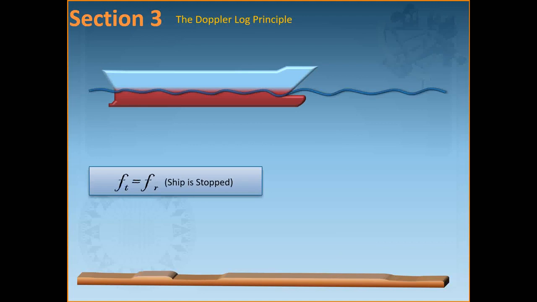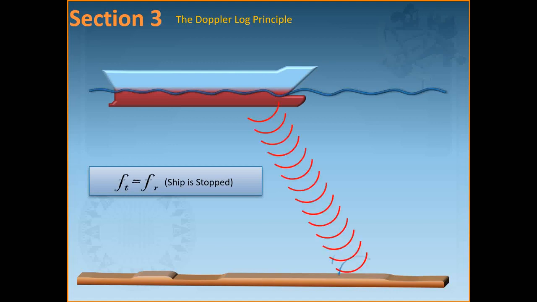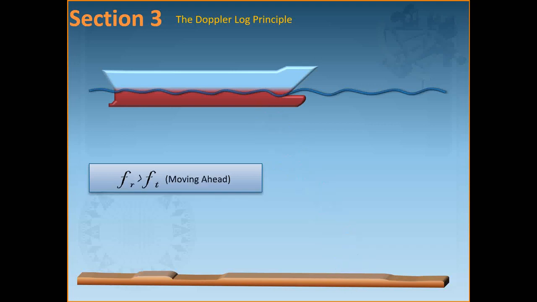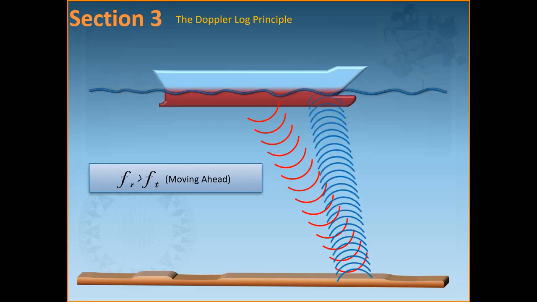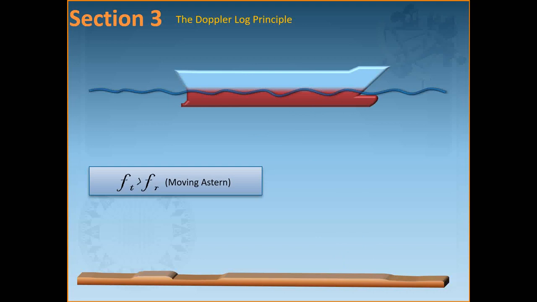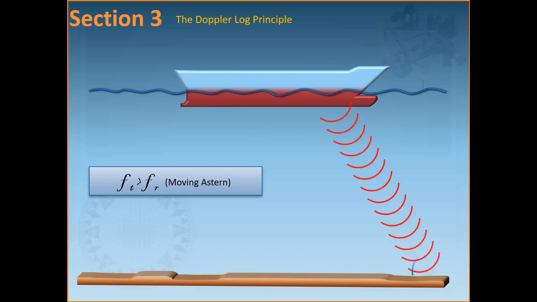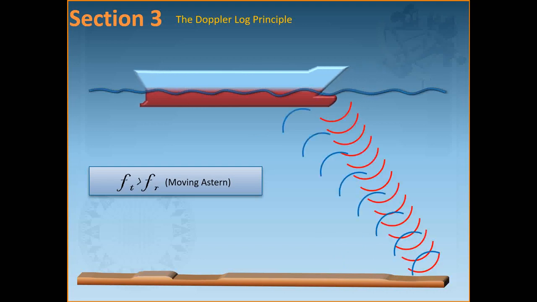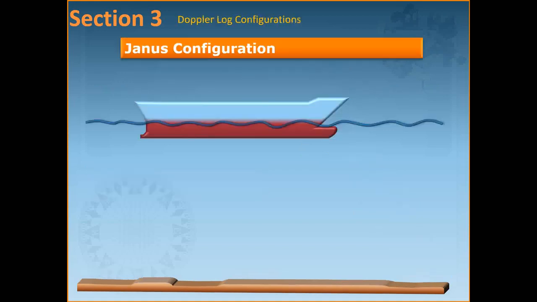Let me show you through animations what I mean in each case. In this case here, the ship is stopped because the frequency transmitted equals the frequency received. So this is the frequency transmitted and this is the frequency received. In the second case, when the ship is moving ahead, the frequency received is greater than the frequency transmitted. And in the third case, when the ship is moving astern, the frequency transmitted is greater than the frequency received. Alright, so this is the principle of the Doppler log.